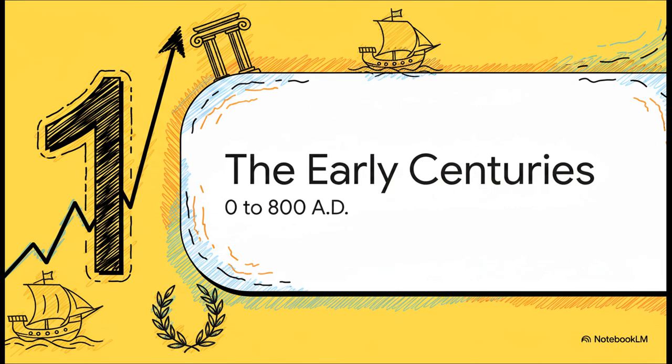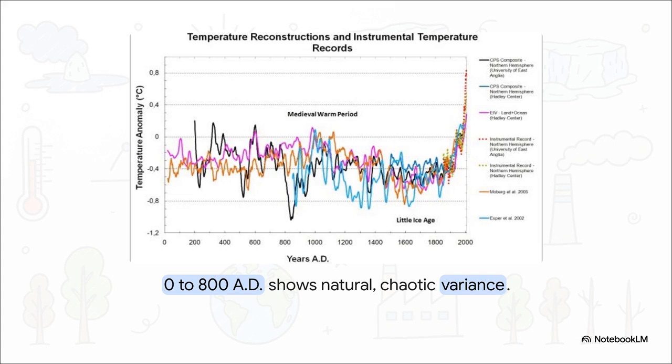Section 1, the early centuries, covering 0 to 800 AD. As we start to track this year by year from 0 AD up to roughly 800 AD, look over at the far left and notice how the lines behave. They're jagged, they're intersecting, and they're constantly fluctuating. They generally hover below our 0 baseline, mostly bouncing around between negative 0.2 and negative 0.6 degrees Celsius. This beautifully visualizes a period of natural chaotic variance.